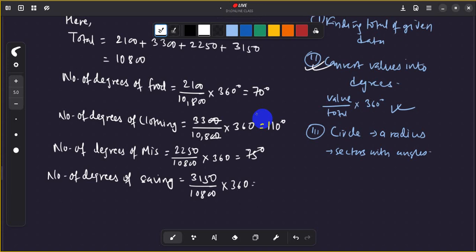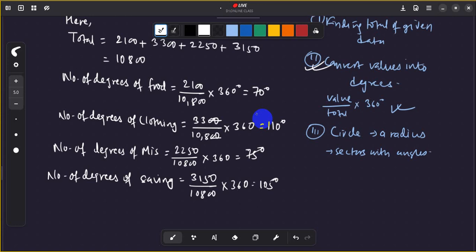3,150 times 360 over 10,800. We'll get 105 degrees. Okay, we got the number of degrees of all these four items. Now if we add all these angles, we'll get 360 degrees. If we add 70, 110, 75 and 105, we'll get 360.